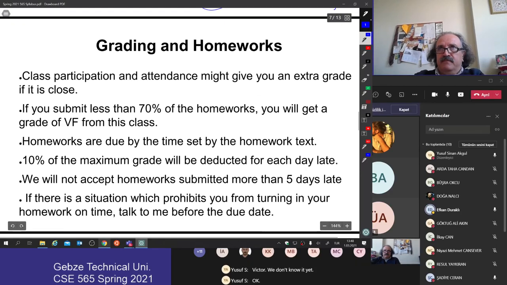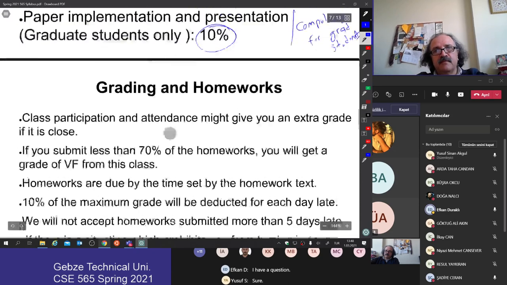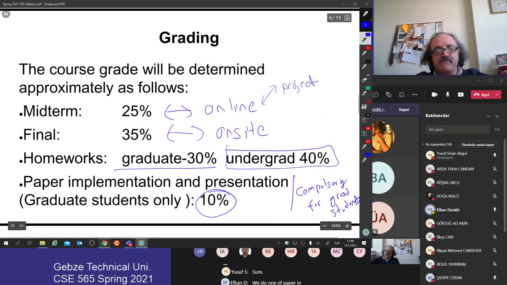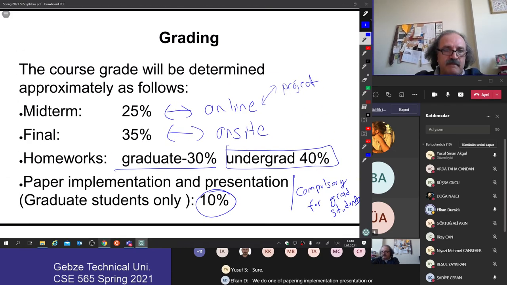I have a question. Sure. Will we do one of paper implementation and presentation, or both? It doesn't say implementation or presentation. It says both. Of course, you're going to do both.